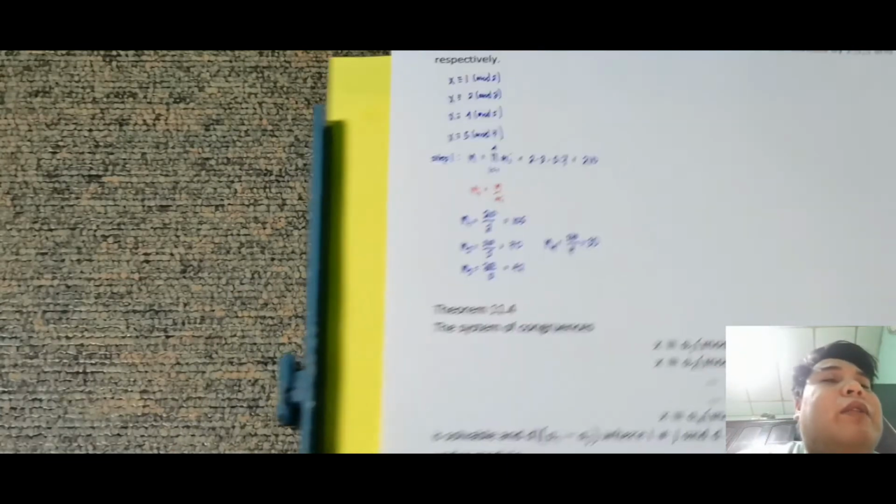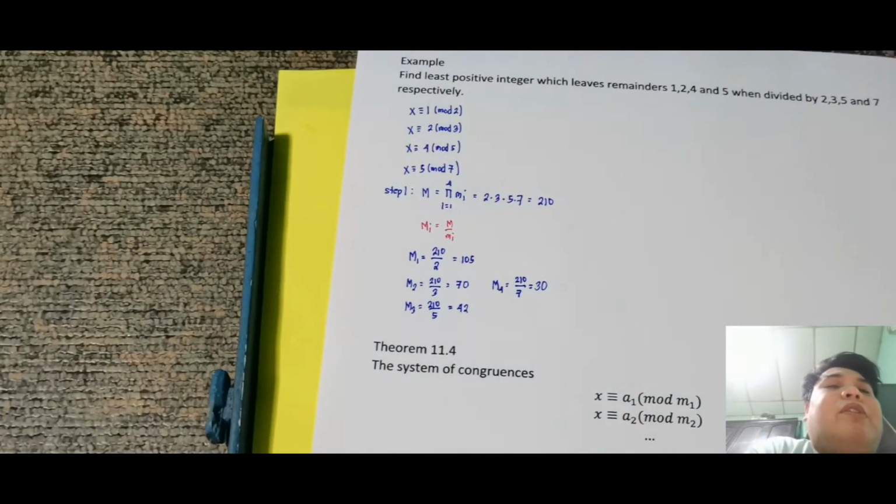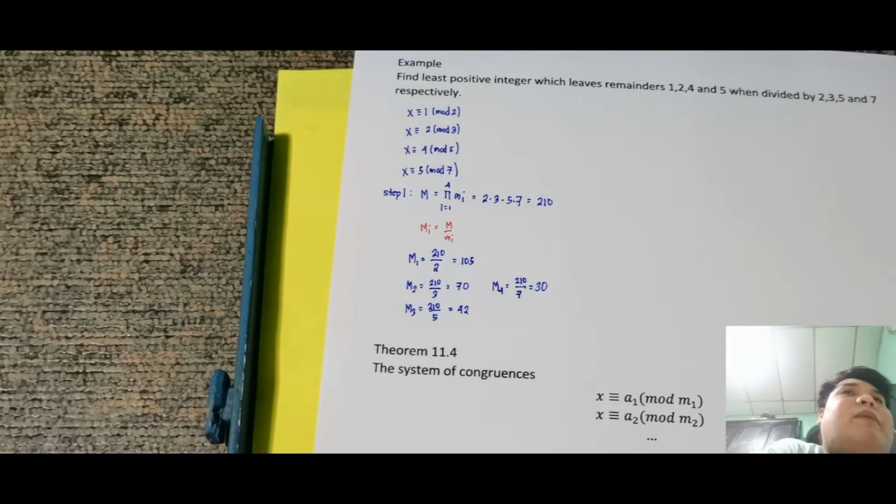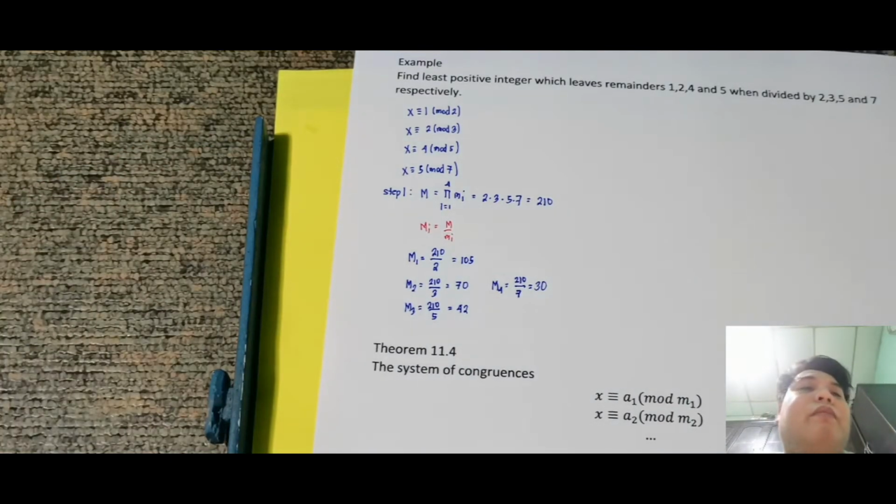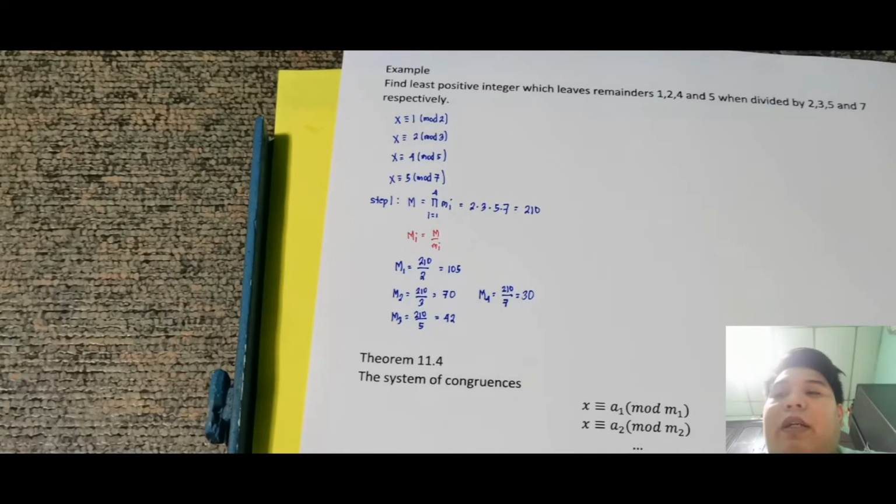So, ito yung step 1. Hanapin mo yung value ng M tapos M sub i. So, sir, paano ko malalaman kung ilan M sub i? Kung ilan yung m natin. Siyempre, kung 4 siya, 4 din. Kung 3, 3 lang din. Okay, so, ayun yung mga value ng M sub i natin.